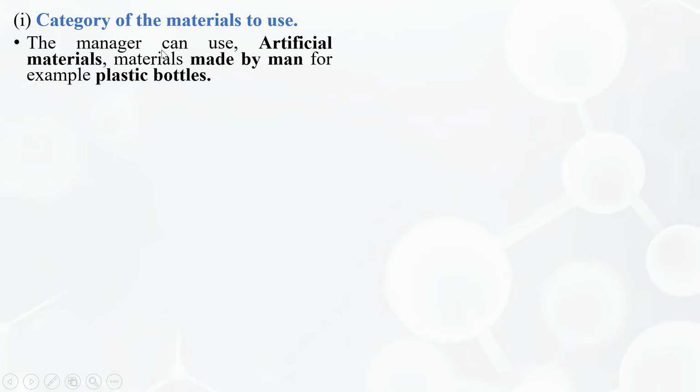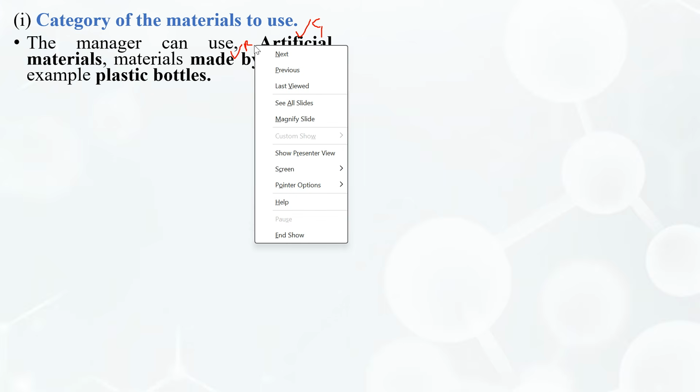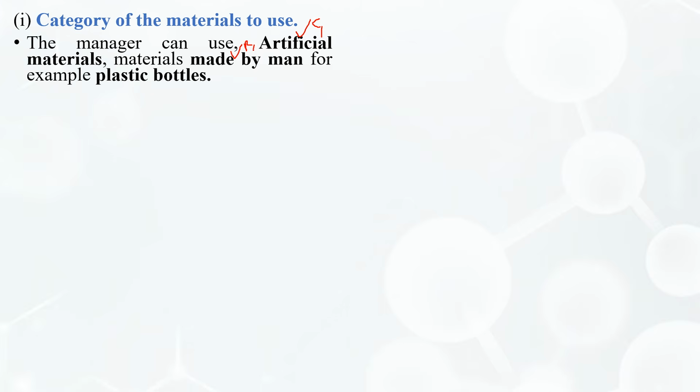What are they saying? The manager can use artificial. Some of you normally use synthetic, which is very correct. So you can use artificial, that is the category. Materials made by man, that is the reason. Materials made by man, for example, plastics. Plastic what? Bottles. So they have given us the example.